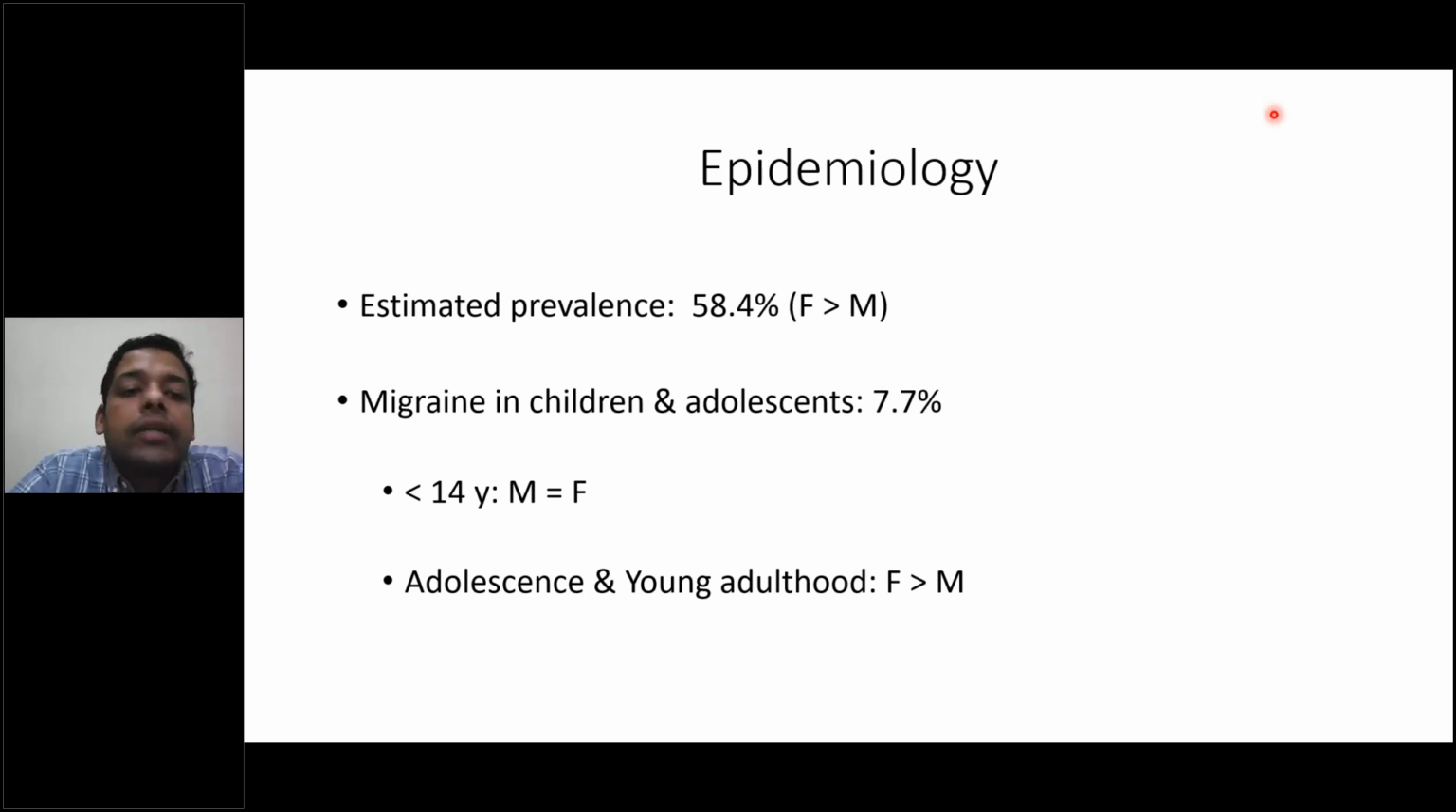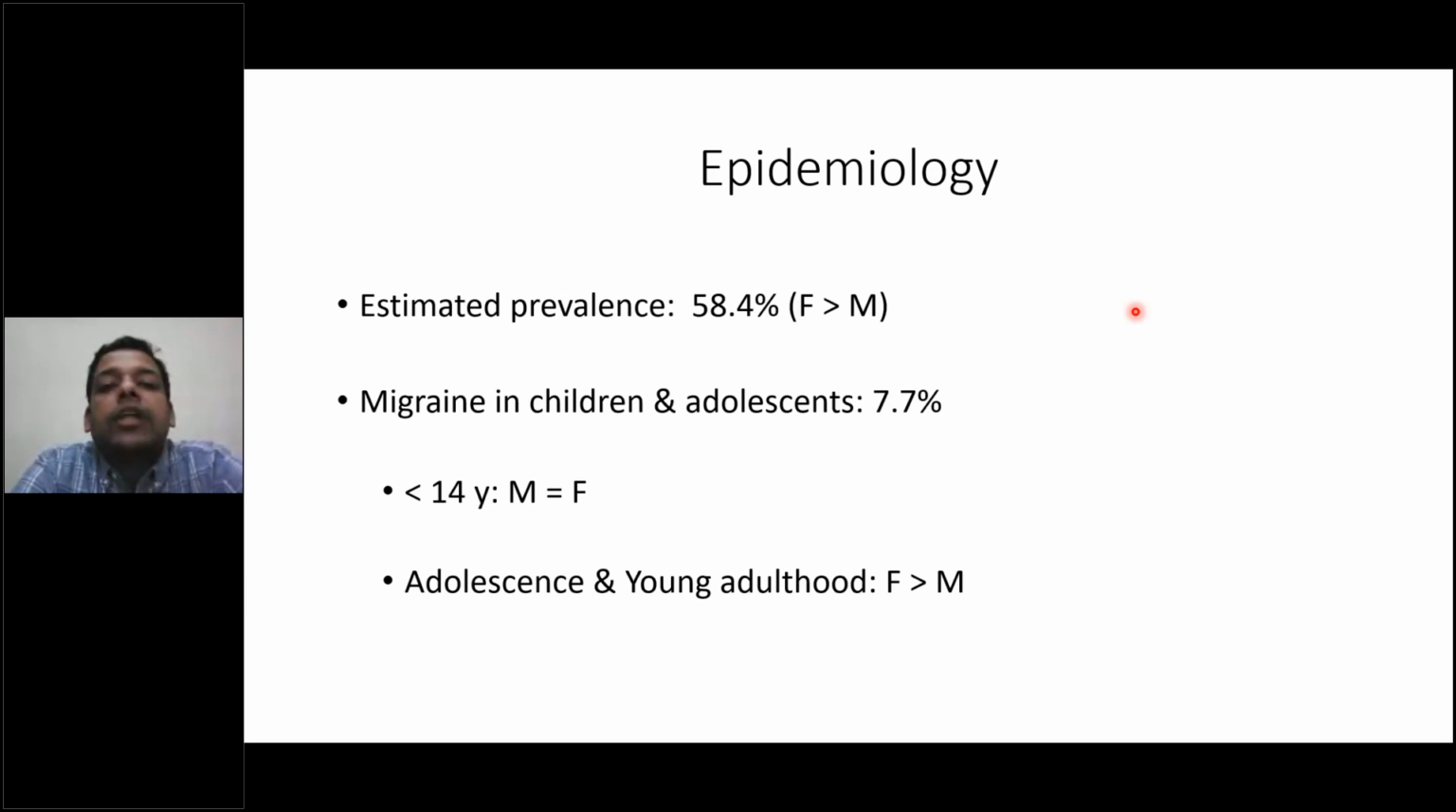Now, the most common type of primary headache, which is migraine, is seen in approximately 7.7% of children. At less than 14 years of age, the gender distribution for migraine is equal. However, in adolescents and young adults, migraine is seen more commonly in females than in males.